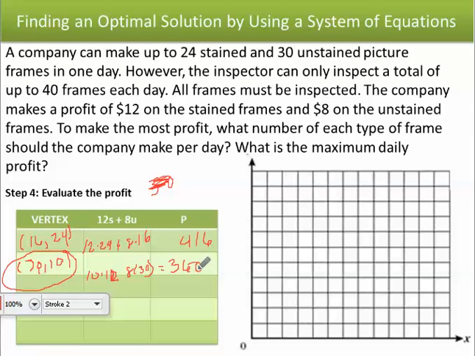Okay, so which one gives me the maximum profit? It's this one right here. 416 is more than 360. So 24, I'm sorry, yeah, 24 stained and 16 unstained is the maximum profit of $416.